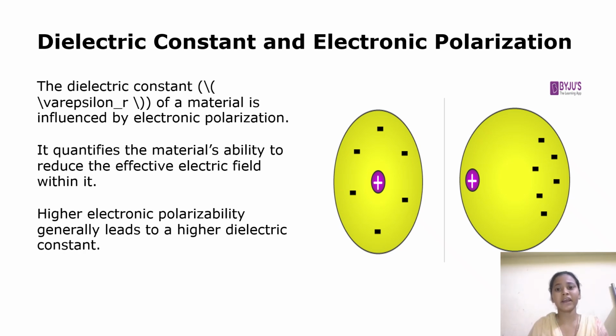Dielectric constant and electronic polarization. The dielectric constant epsilon of a material is influenced by electronic polarization. It quantifies the material's ability to reduce the effective electric field within it. Higher electronic polarizability generally leads to a higher dielectric constant.